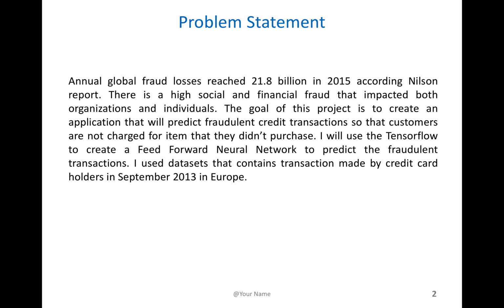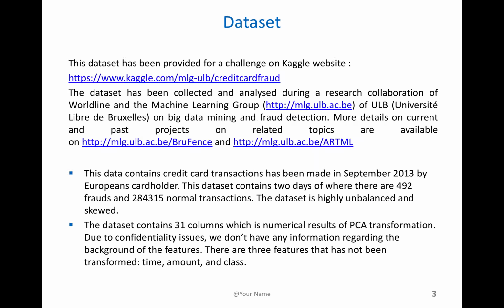It contains credit card transactions that were made in September 2013 by European cardholders. The dataset contains 31 columns. As I explained, this data contains credit card transactions made in September 2013 by European cardholders. This dataset covers 2 days, with 492 frauds and 284 thousand normal transactions. The dataset is highly unbalanced and skewed.